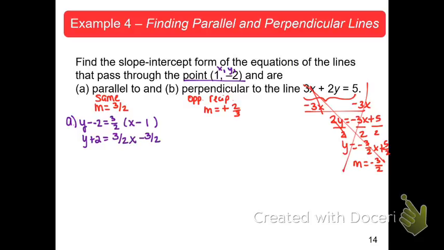If you need to, you can change it to a decimal because it's a nice, neat decimal there. So I'm going to subtract the 2. And so we get y equals negative 3/2 x plus, what's that, 3/2 minus 4/2, so negative 1/2. And there's the equation of my line.